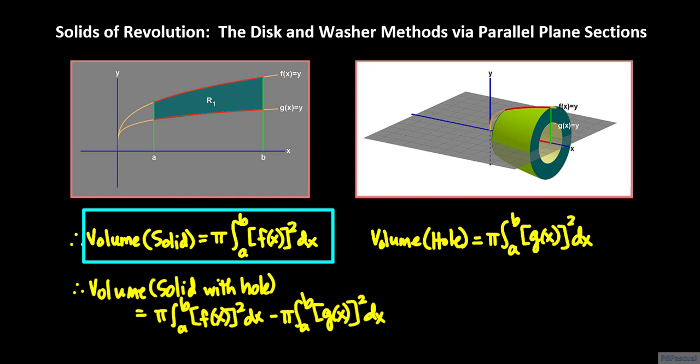Since the two integrals are over the same interval, we can combine the integrals into a single integral. Therefore, the volume of the solid with the hole is pi times the integral from a to b of the quantity the square of f of x minus the square of g of x.